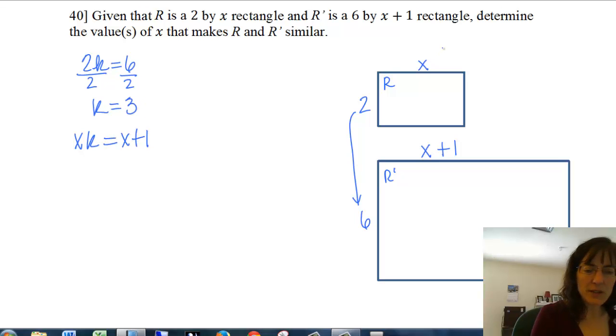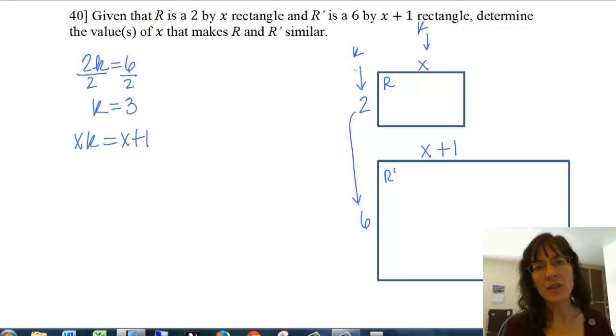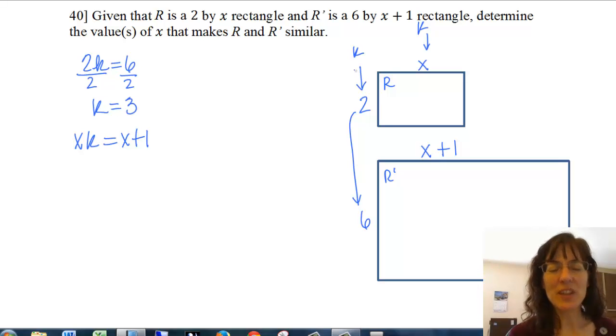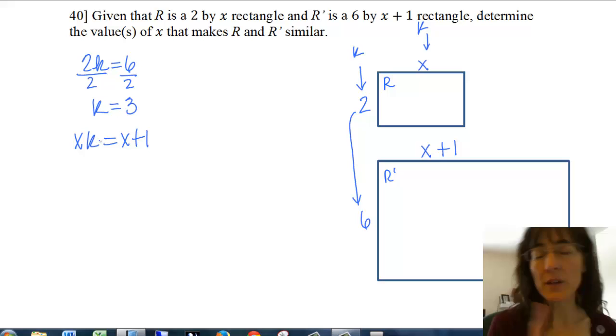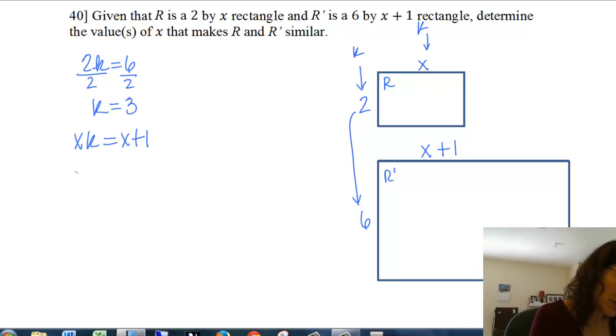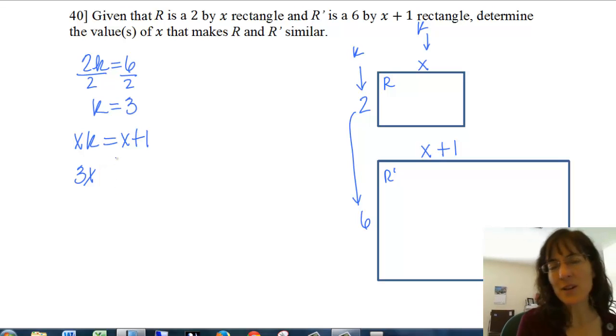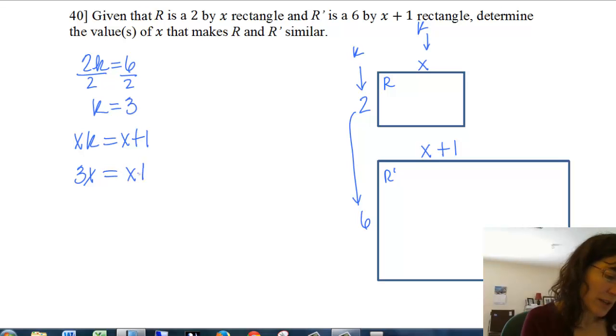So you take everything on the first rectangle, and you're going to multiply it by k to get what's on the second rectangle. So for the corresponding sides, we have to keep that in mind. X times k equals x plus 1, but I know what k is, so I'm going to plop that in there, and I'll have 3x. I just changed the order of the two, but it's still equivalent to x times 3 equals x plus 1.